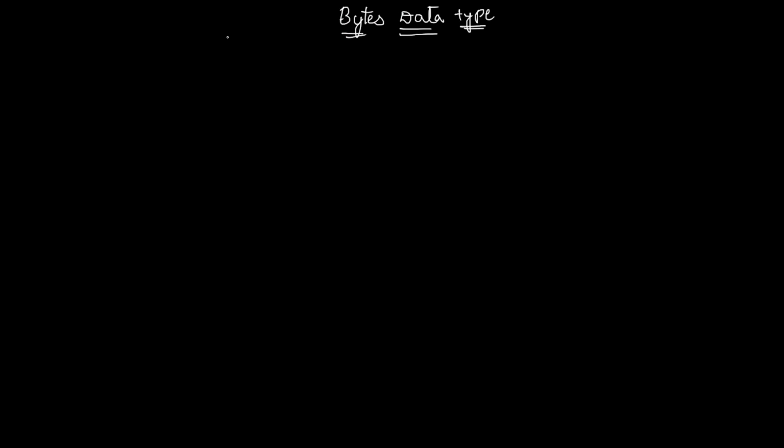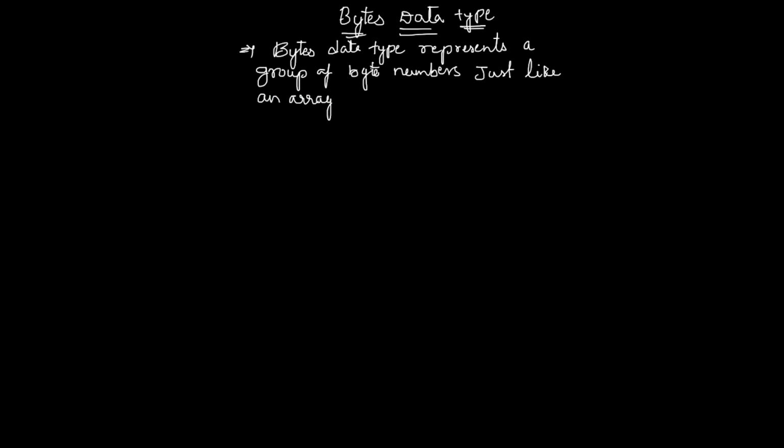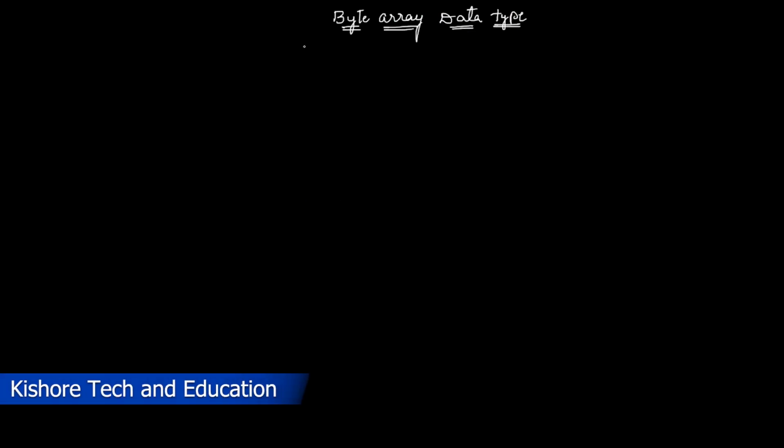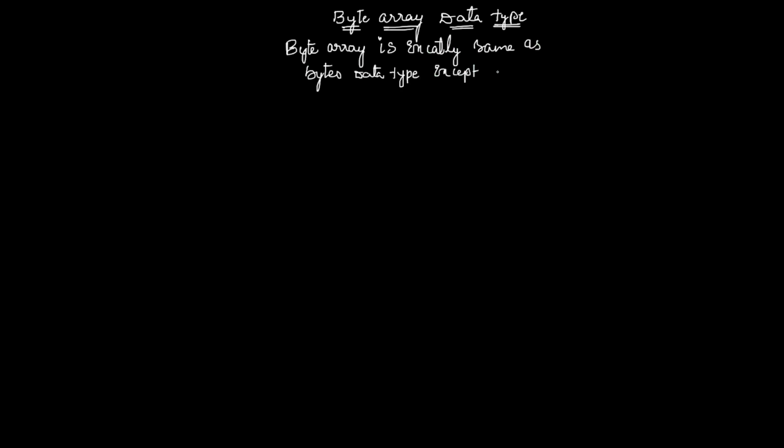Bytes data type. Bytes data type represents a group of byte numbers just like an array. Example 10, 20, 30. B is equal to bytes of X. So here data type is bytes. Bytearray data type. Bytearray is exactly same as bytes data type, except that its elements can be modified.